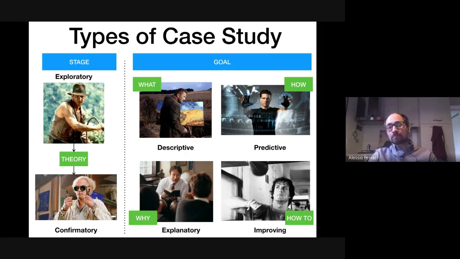The goal can be descriptive, so understand what is going on. You build up a model of interaction, for example, between developers. Predictive, so you want to understand how to predict a certain variable, predict a certain outcome based on some independent aspects. Understand the relationship, for example, and guiding the choice of the background of the people participating in a project, for example, to predict success. This is a possible case.